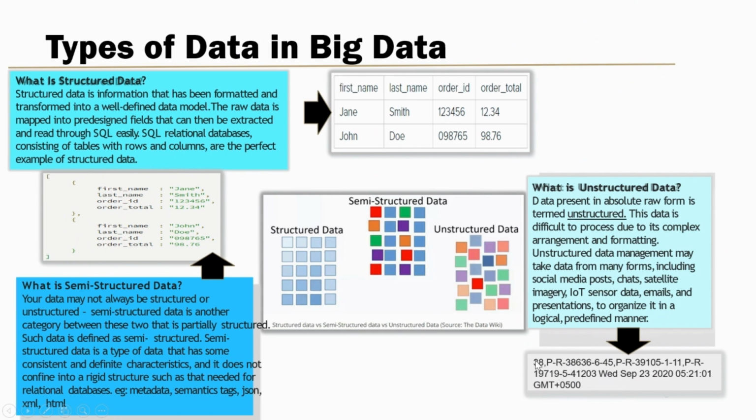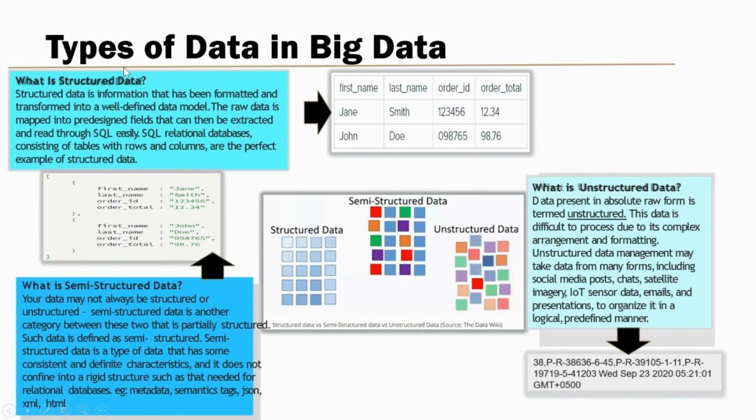So our big data system should be capable of handling all these types of data. But if I talk about the traditional database management system, it is not capable of handling all these types of data. It will only handle structured or somewhat semi-structured data, but it is not able to handle unstructured data. Okay, so these are the three different types of big data.